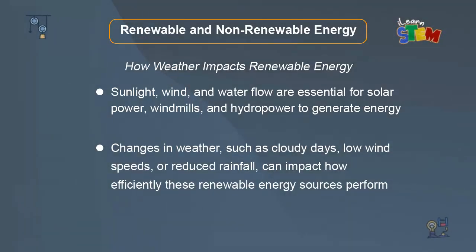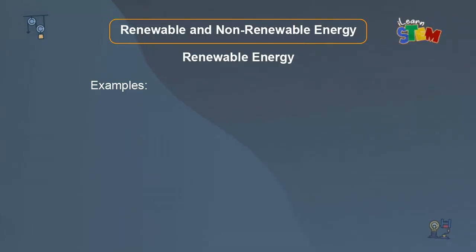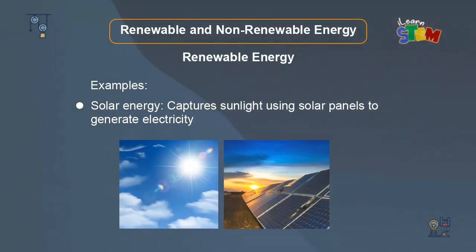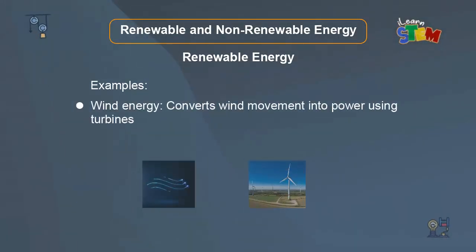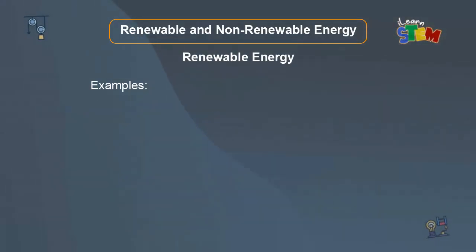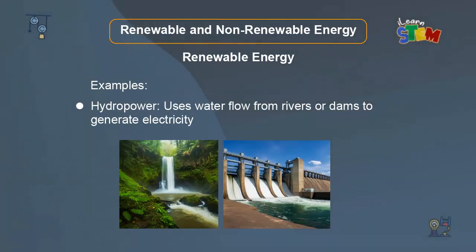Changes in weather, such as cloudy days, low wind speeds, or reduced rainfall, can impact how efficiently these renewable energy sources perform. Examples of this renewable energy are: solar energy, capture sunlight using solar panels to generate electricity. Wind energy, converts wind movement into power using turbines. Hydropower, uses water flow from rivers or dams to generate electricity. Balancing these sources is key to meeting our energy needs.